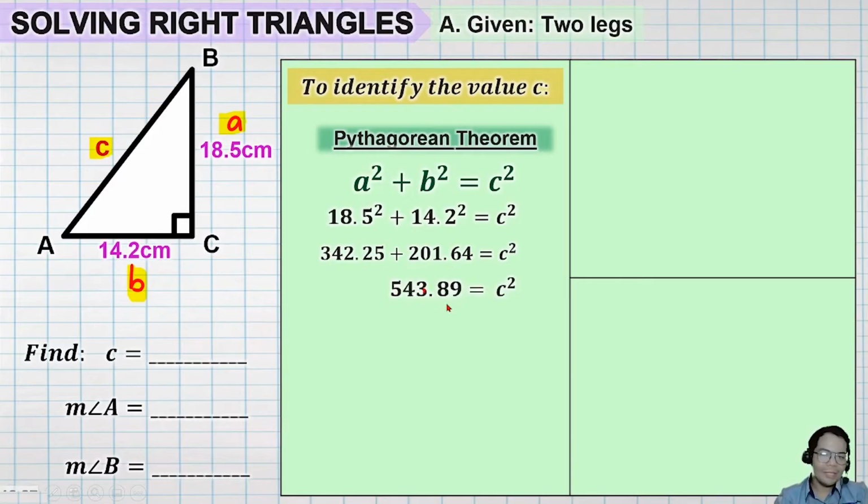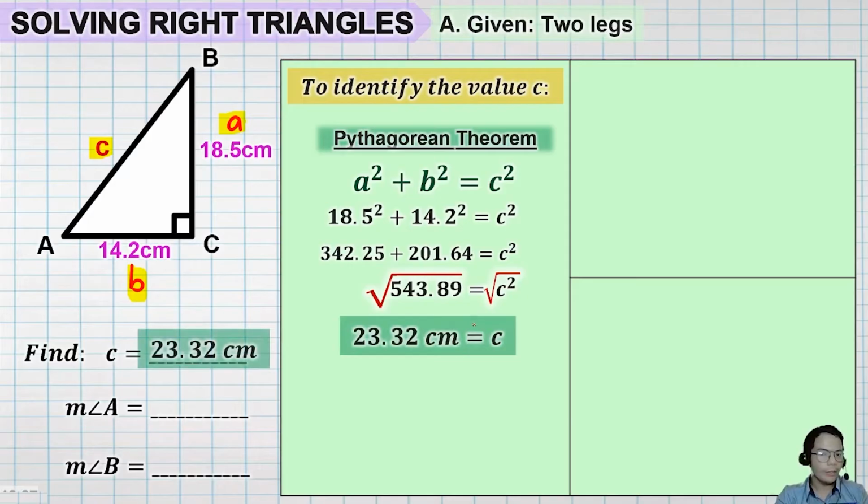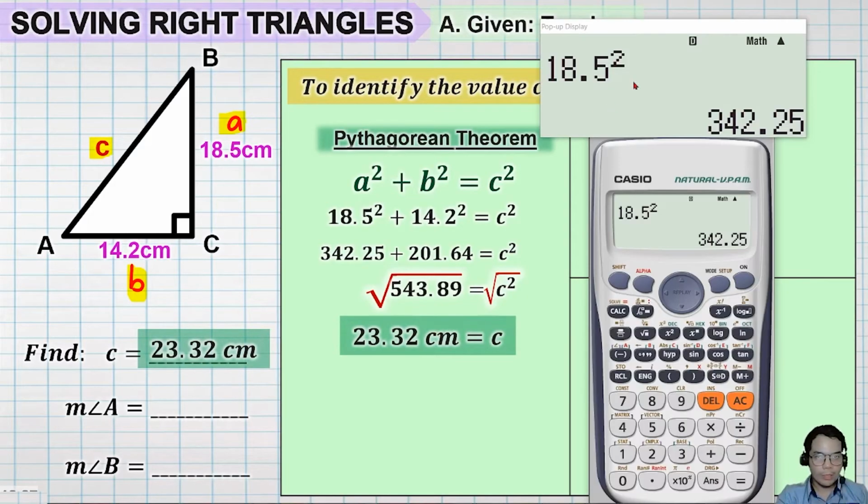Anyway, as we may continue, we can add 342.25 plus 201.64. That's where you get 543.89. Tapos, scientific calculator na rin gamitin nyo dyan. Then, you press square root of both sides. You will be having the value 23.32. Very good, Liz Angela. Now, mas mabilis to sa scientific calculator pag diniretso nyo na.